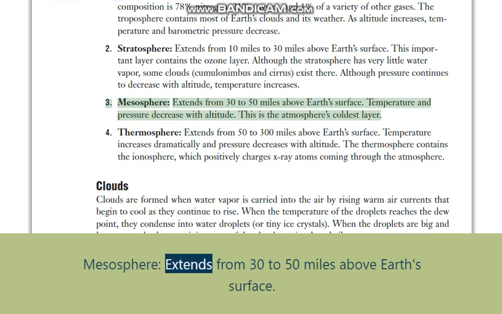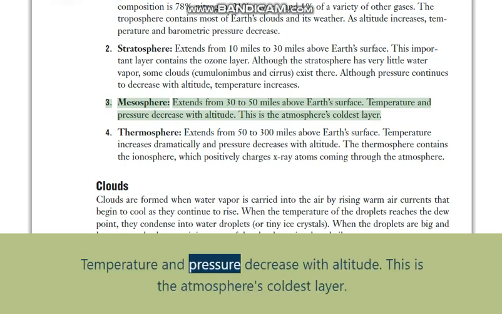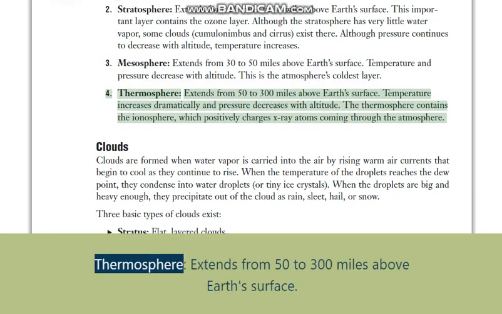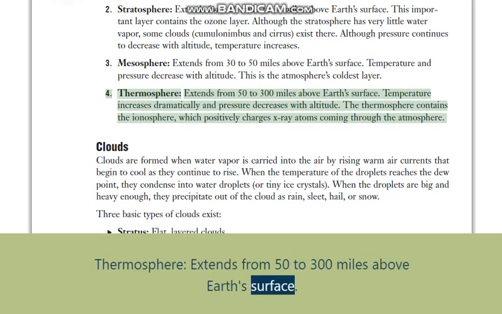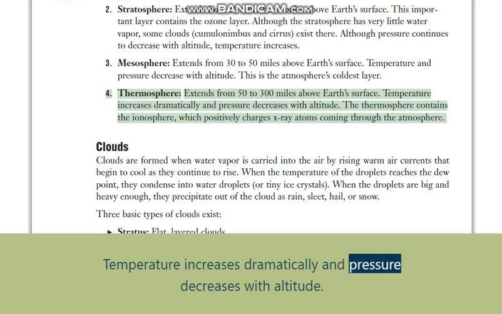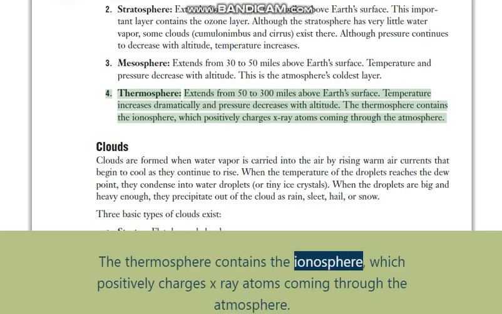3. Mesosphere extends from 30 to 50 miles above Earth's surface. Temperature and pressure decrease with altitude. This is the atmosphere's coldest layer. 4. Thermosphere extends from 50 to 300 miles above Earth's surface. Temperature increases dramatically and pressure decreases with altitude. The thermosphere contains the ionosphere, which positively charges X-ray atoms coming through the atmosphere.